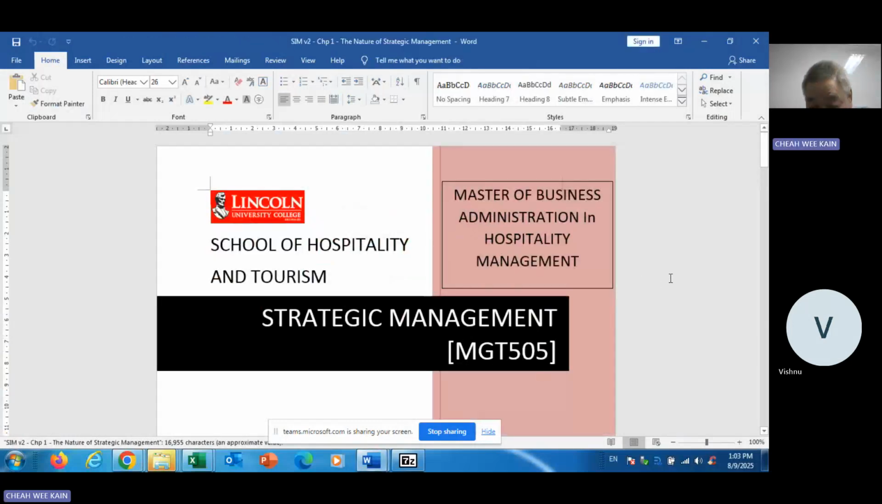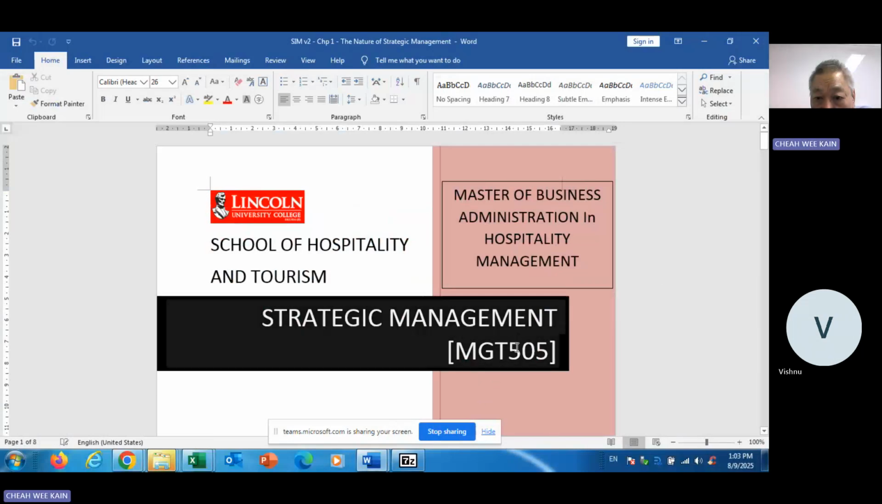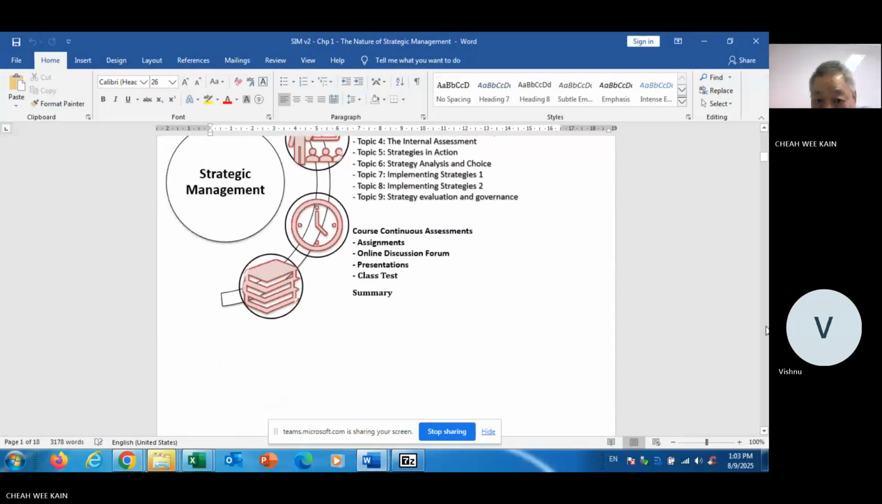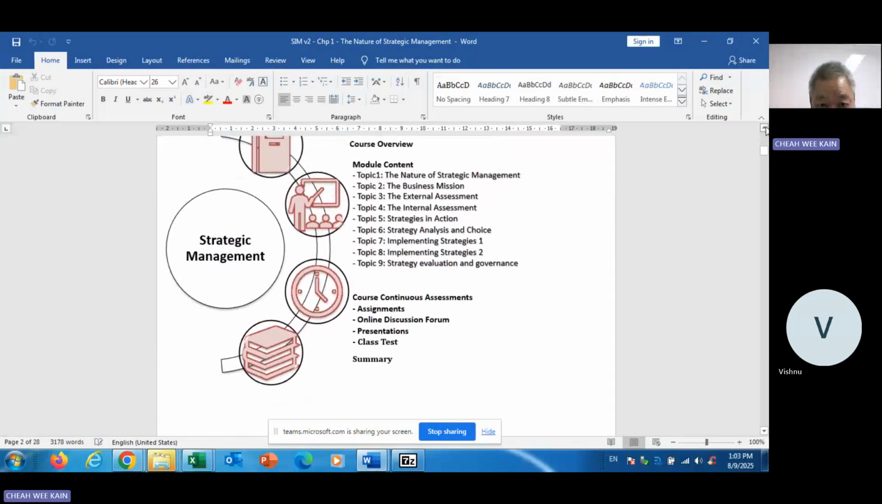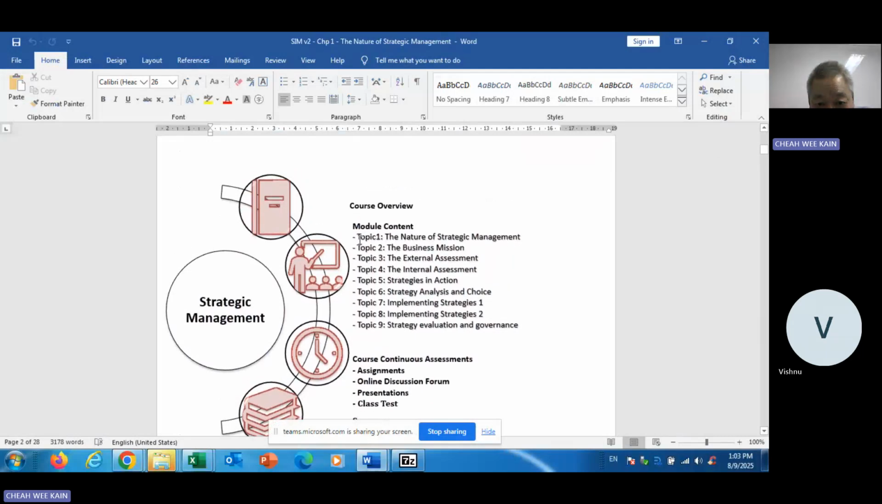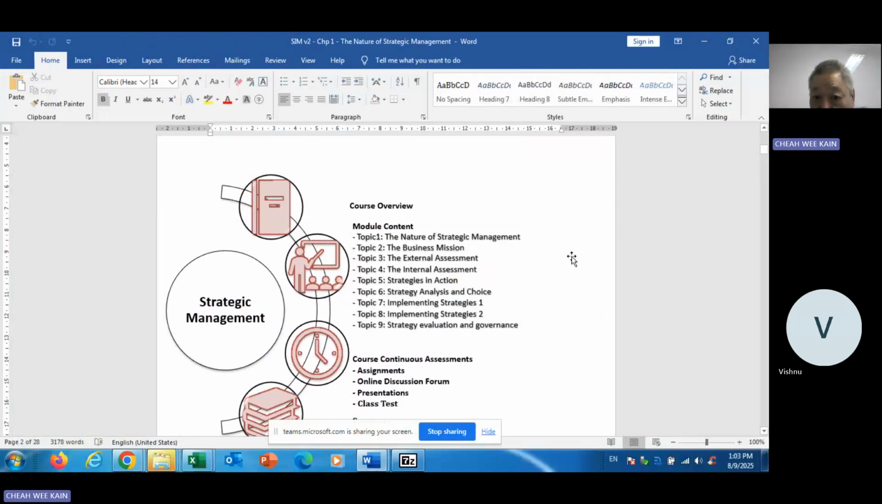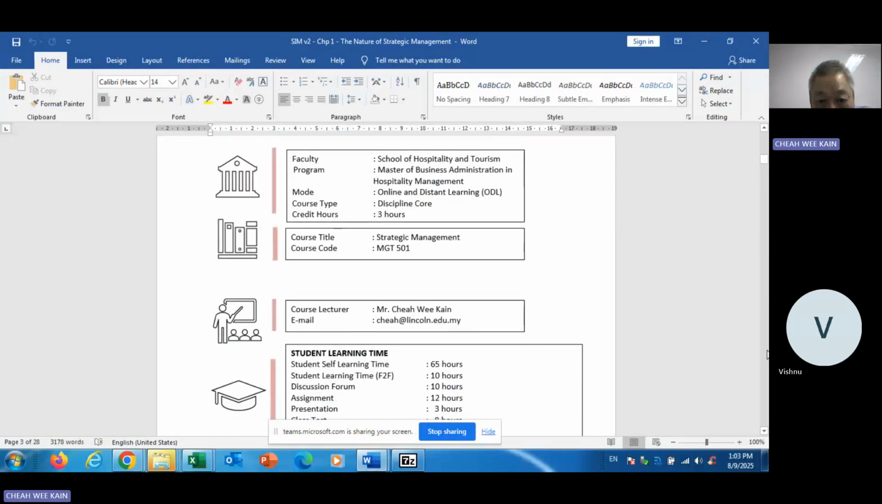Okay. Right. So now we are going to the Master of Business Administration in Hospitality Management. The subject name is Strategic Management, code MTT 505, right? And here you can see for this particular strategic management, we have 9 topics. So we're going to look at this first one here. By the way, this one is inside the file given to you, so you can look at it anytime in the Moodle, right?